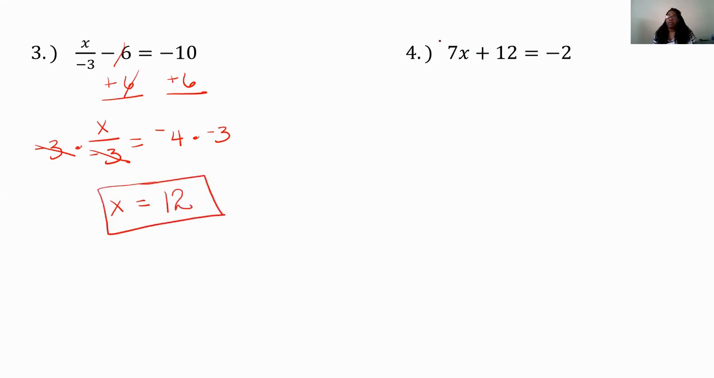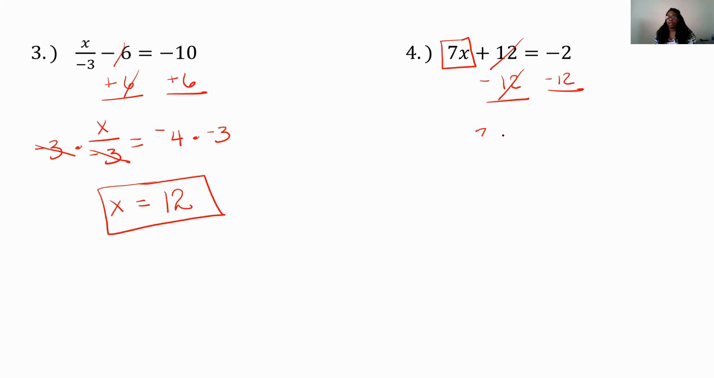So for number 4, 7x plus 10 is equal to negative 2. So 7x, they're together. What's got to go? My 12. So since it's a positive 12, I'm going to do the inverse. I'm going to subtract 12. My 12s will cancel out because a positive plus a negative will give me 0. And I don't have to bring that down.